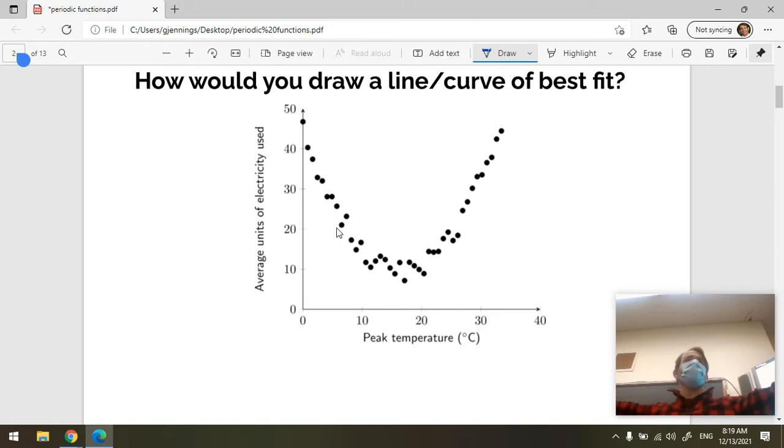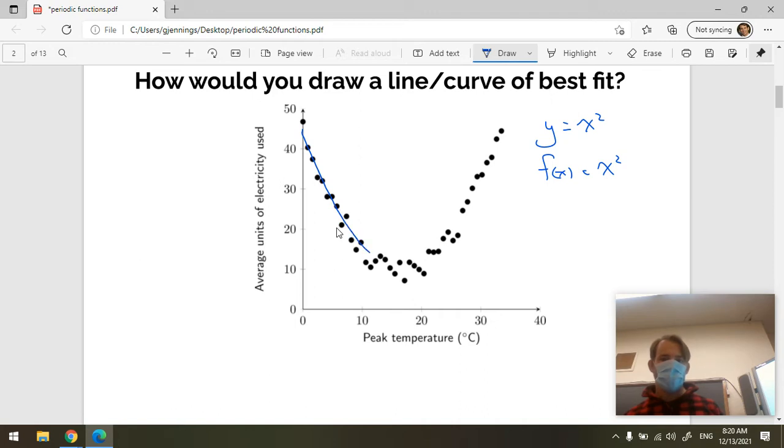So what shape do I have here? What parent function would I use? Y equals x squared. Yeah, the quadratic parent function, so we would use y equals x squared. So that's our f of x is equal to x squared. And if I wanted to transform this parent function to fit this data, well, I could do it in standard form, but it would probably be easier to think about this in terms of the vertex form of a quadratic.